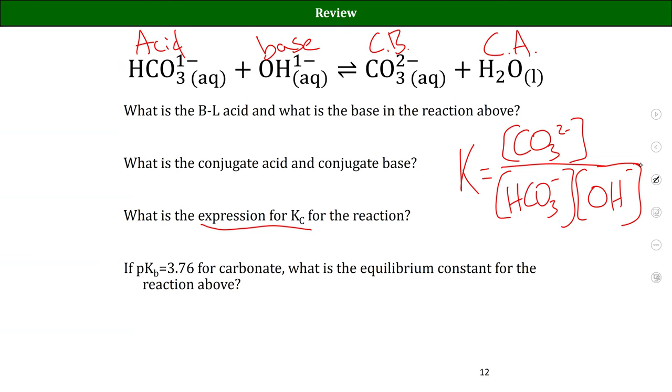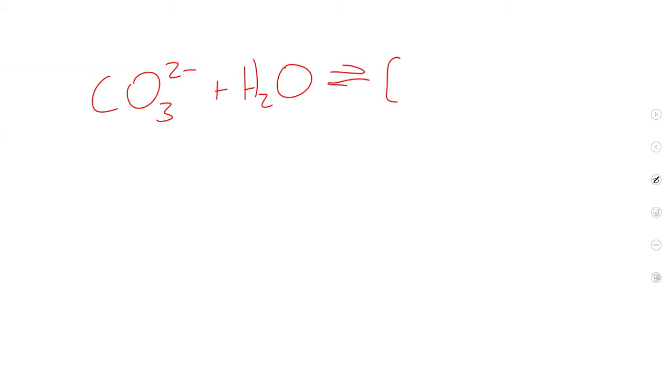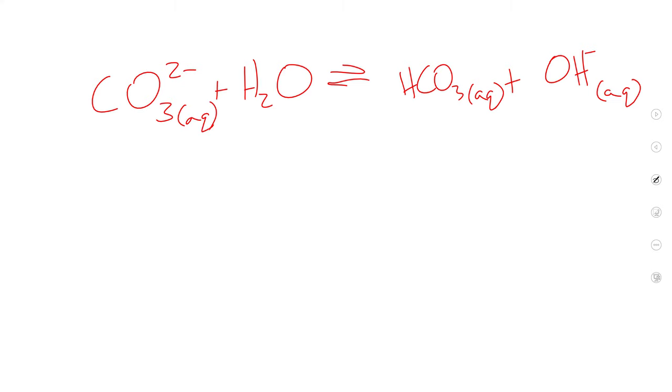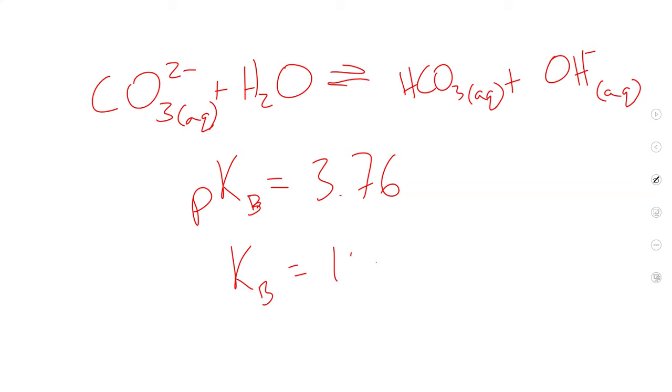Ka is always a weak acid plus water, makes hydronium and the conjugate base, right? For Kb, it's always a weak base plus water makes the conjugate acid. I don't need the bracket there. And it would be a conjugate base. We have this value. So pKb specifically, with an uppercase B, is 3.76. Like some are saying, to get Kb for carbonate, that's going to be 10 to the negative 3.76. So we can get a value for that.